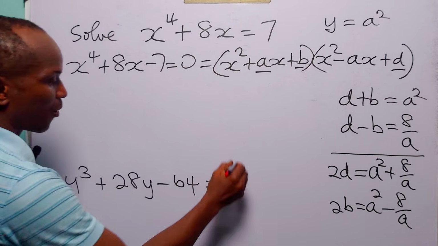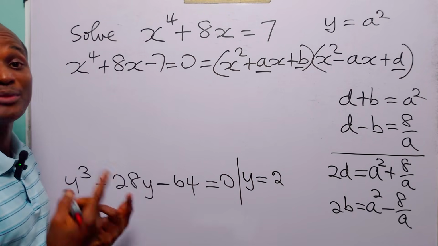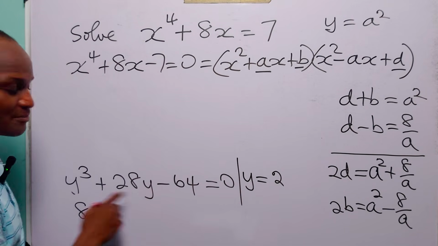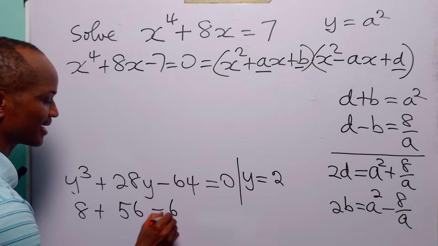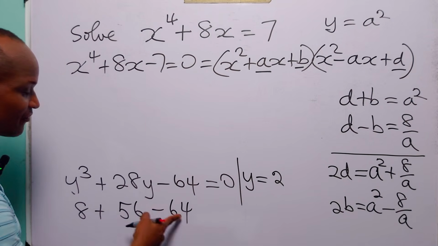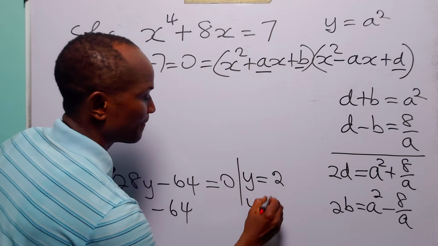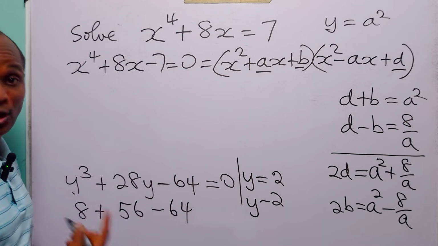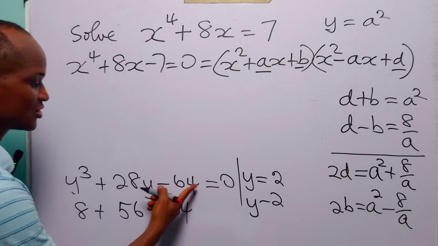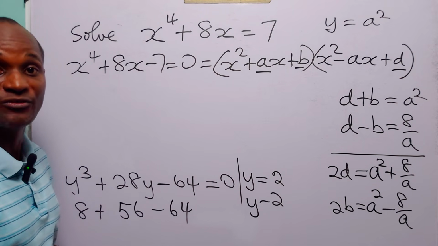Now, notice that when y is equal to 2, the left-hand side of this cubic equation will be equal to 0 because 2 cubed is 8. 28 times 2 is 56. Then we have minus 64. 8 plus 56 is equal to 64, and 64 minus 64 is equal to 0. Now, this simply means that y minus 2 is a factor of this cubic. So to find the other factor, that is to factorize this cubic, all we need to do is to divide this cubic by y minus 2. And of course, to do this, we use the synthetic division method.